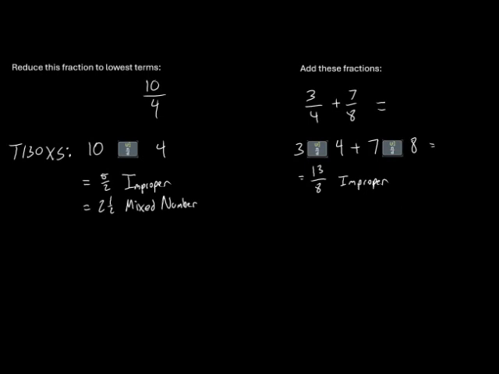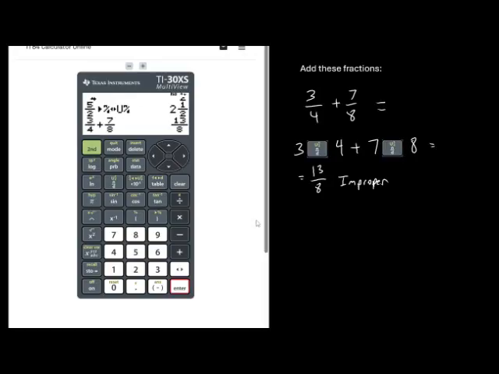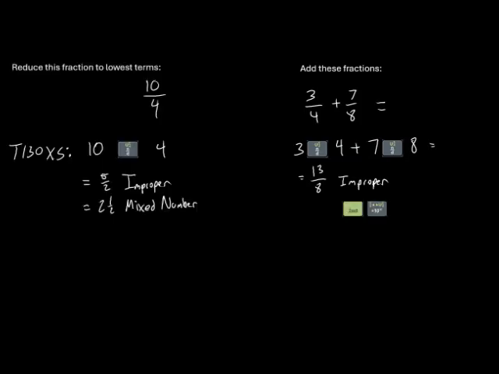Once again, we can change this into a mixed number, again using the TI-30XS. With the 13 over 8 still stored in our calculator, we'll hit second, and then the same mixed number button we did last time. When we press enter, we end up with 1 and 5/8. So on this calculator, if we say 13 over 8 and then second and then the mixed number button, this will give us 1 and 5/8 as our mixed number answer.